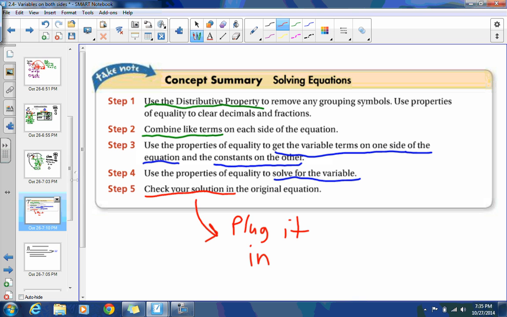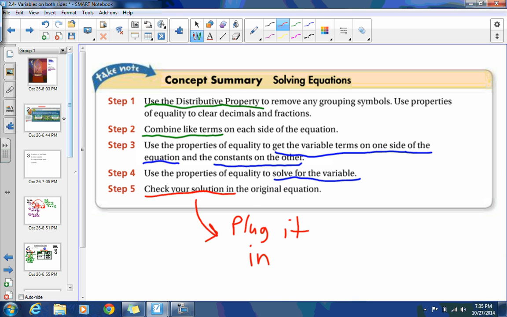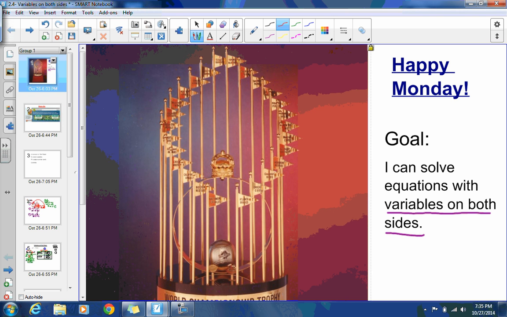All right, so that's our lesson on solving equations with variables on both sides. I hope you achieved your goal for today.